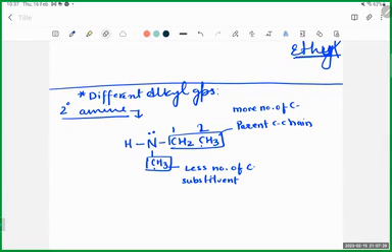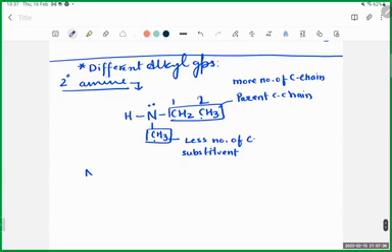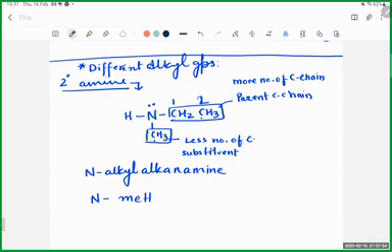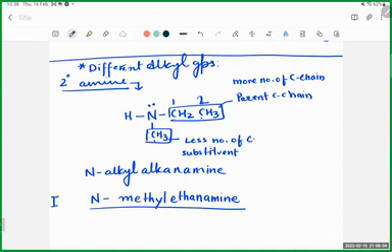Hridaya, are you able to understand? Yes, ma'am. Okay. Now what will be the name? Same rule, but here the little preference goes N-alkyl alkanamine. Got it? So we call it N-methyl. Substituent is methyl. And the root word is eth, N amine. Are you clear now? Yes, ma'am.